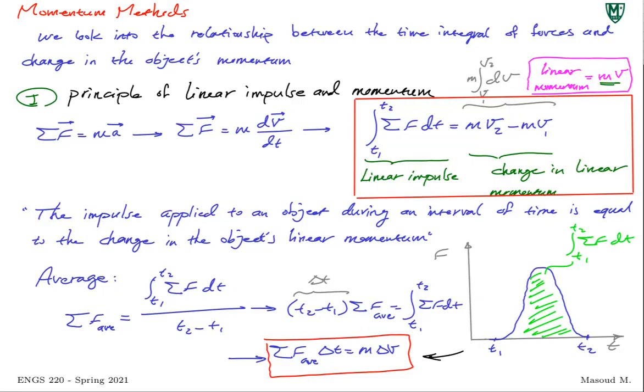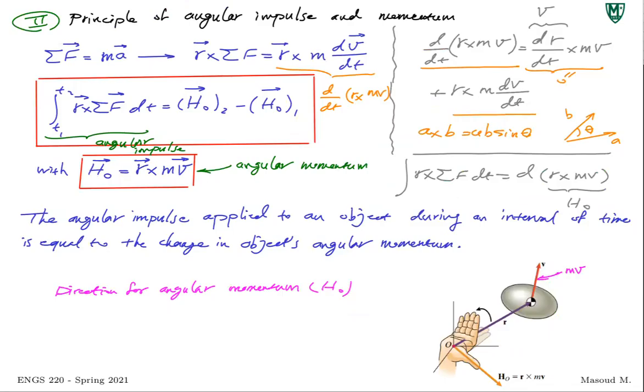Now, we talked about the principle of linear impulse and momentum, went over a couple examples. Then we introduced the principle of angular impulse and momentum. Again, we derived that expression by starting from Newton's second law. We came up with the relationship between angular impulse and change in angular momentum. Angular momentum being r cross mv. mv is the same as mv for linear momentum.